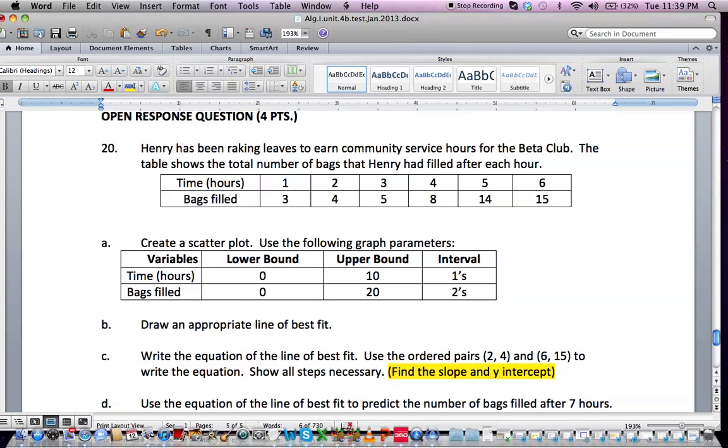If you have a question about this, raise your hand. I'll come explain it to you a little bit more in depth. But if you can find the slope and the y-intercept, you can write the equation, because your equation needs to be in slope-intercept form anyhow.